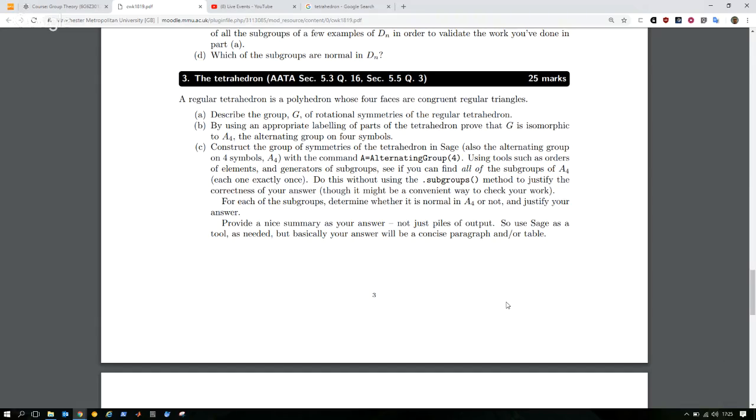And the last bit is the same as in question 2. For each of them, you should say whether it's normal or not. You don't know what normal is, but you're going to know what normal is next week. I think that's everything.